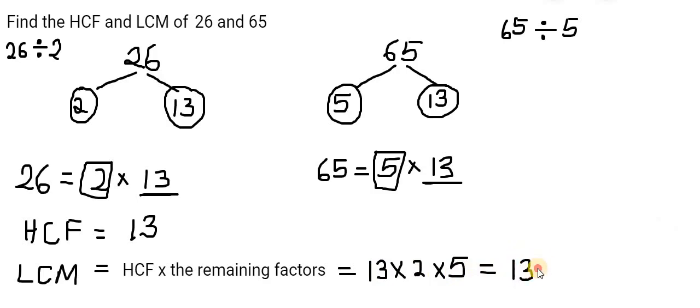Or you can just do 2 times 5, which is 10. 13 times 10, same 130. So once again, the HCF is 13, the LCM is 130, making the LCM bigger than the HCF. Okay?